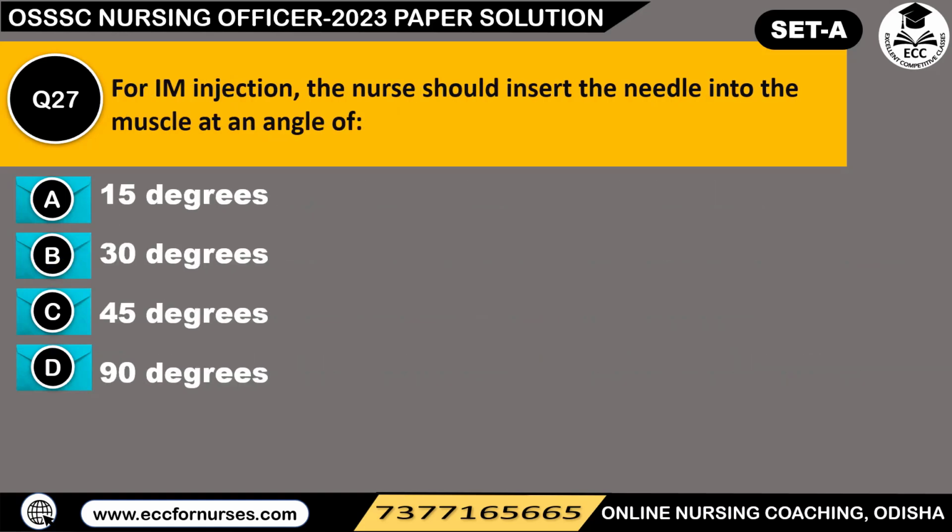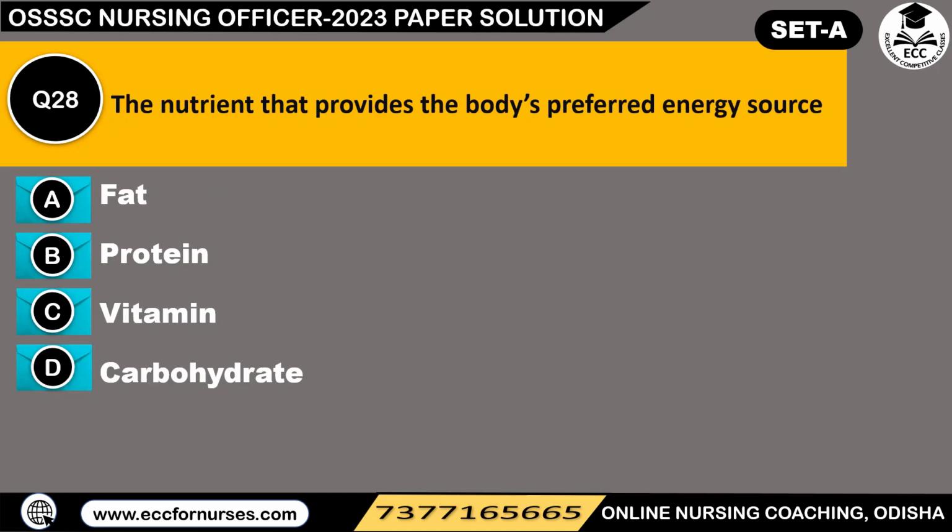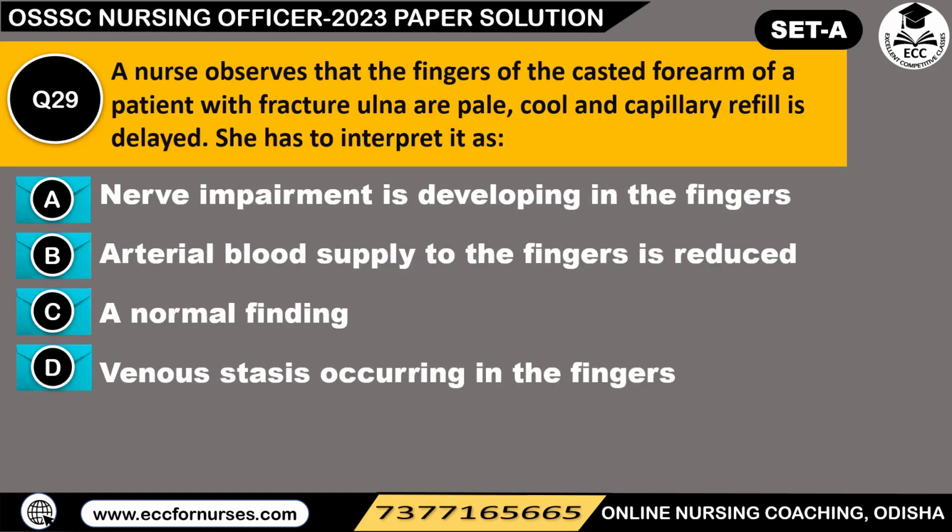Question number 27. For IM injection, the nurse should insert the needle into the muscle at the angle of option D, 90 degrees. Question number 28. The nutrient that provides the body's preferred energy source. The answer is option D, carbohydrate.